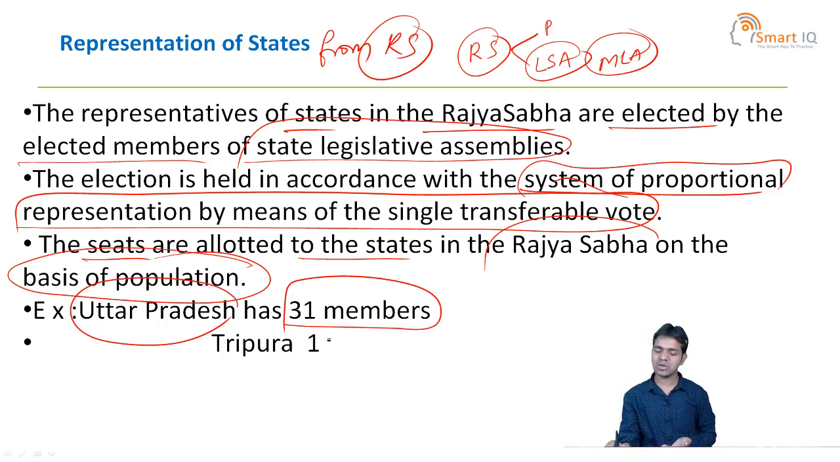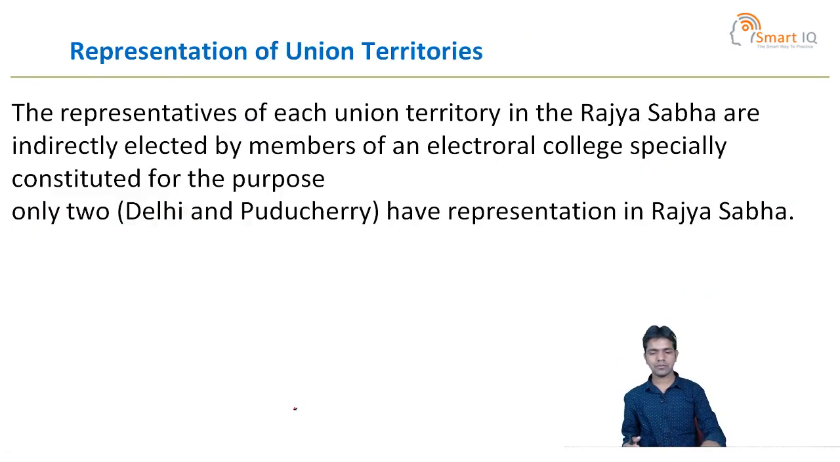For example, take Tripura, only 1 member. So this is the basis of population. The Rajya Sabha seats are allocated on the basis of population. Uttar Pradesh has the highest number of seats in the Rajya Sabha, 31 members, and Tripura has very few, only a single member. So the allocation of seats in the Rajya Sabha is on the basis of population.